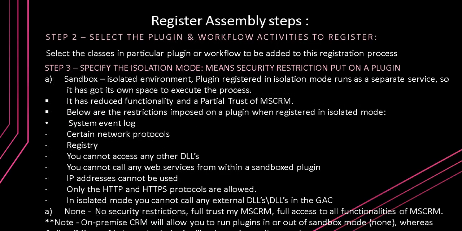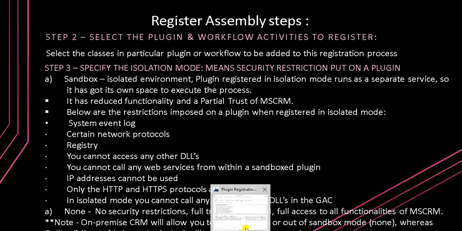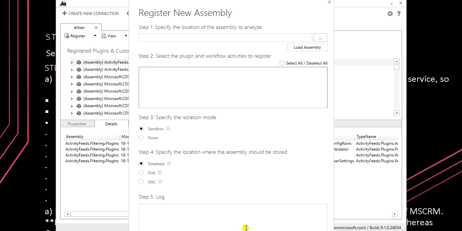So next step is select the plugin and workflow activities to register. Once I load the assembly DLL file which I've created here, it will show me the classes. Classes means the plugin code will be included in those classes. That's why it's showing classes or any workflow activities there.